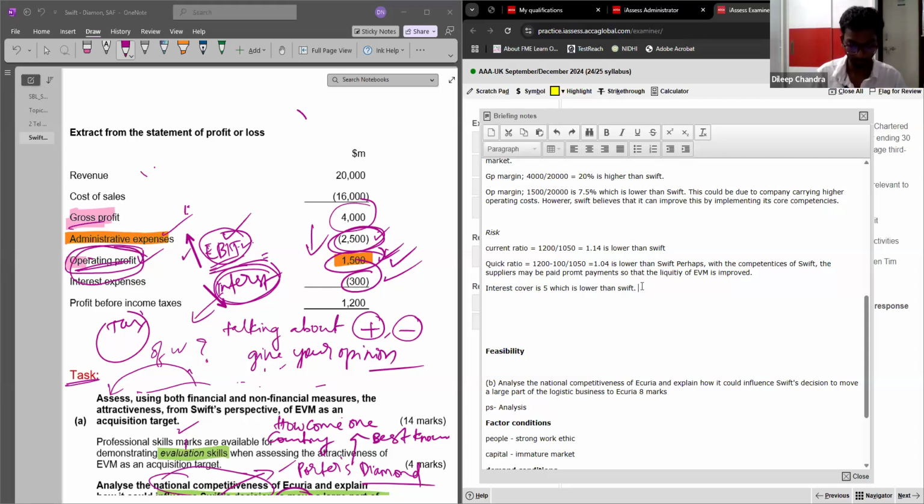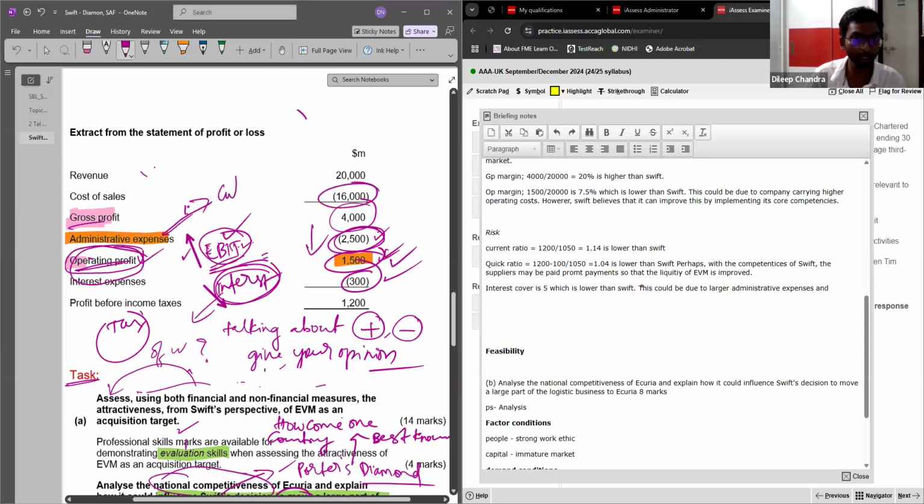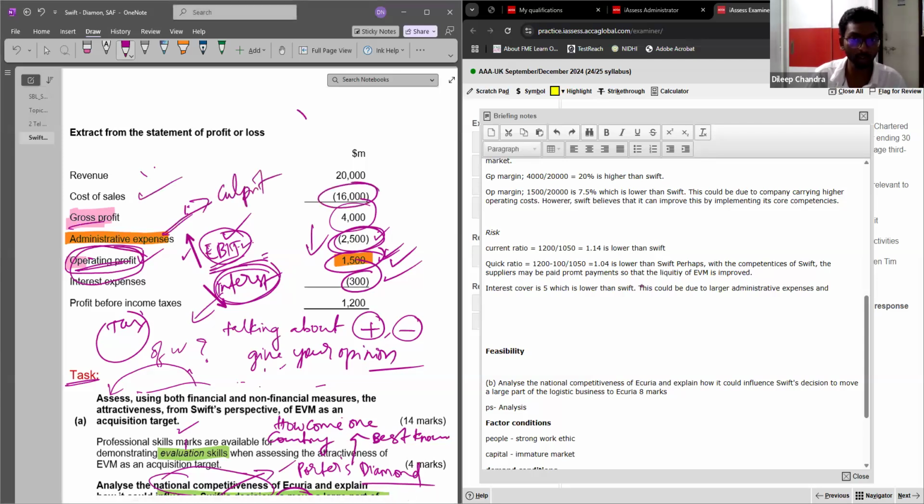Perhaps this means that, I'll say what is the reason, this could be due to larger administrative expenses, and maybe cost of sales is also high here. We can't only say administrative expense is the only culprit. Cost of sales is also high.